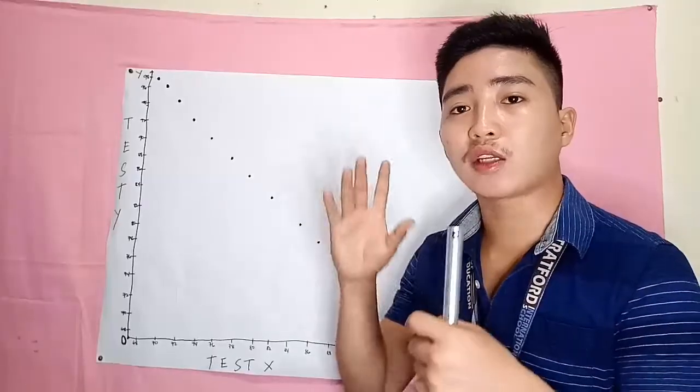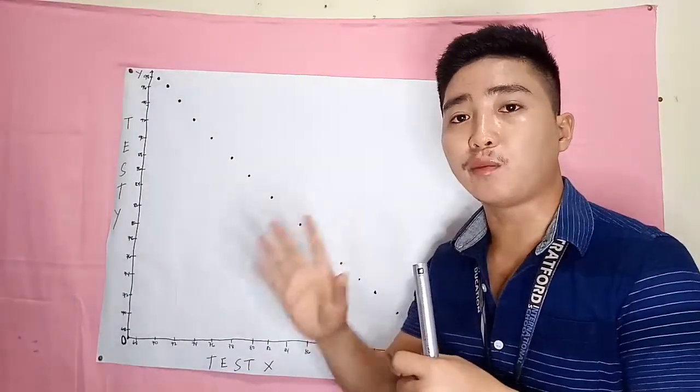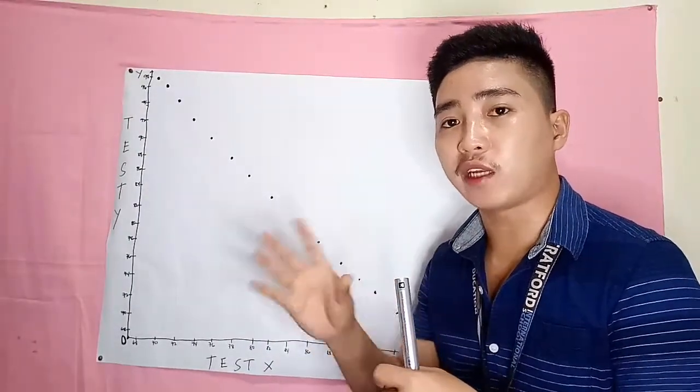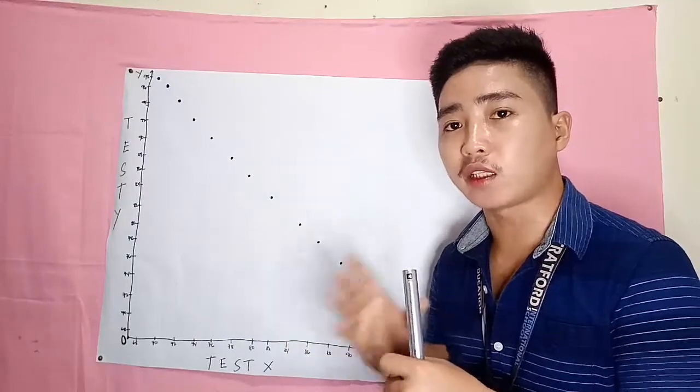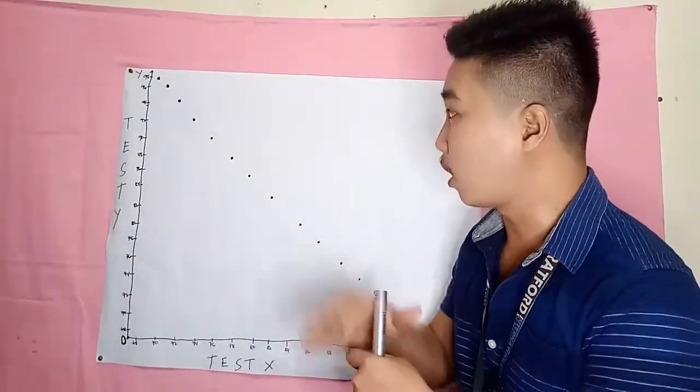Let us connect the data in the line graph so that we can create the simple correlation line graph of perfect negative correlation of tests X and Y taken by 16 teacher education students. Now let us connect the dots in the line graph.